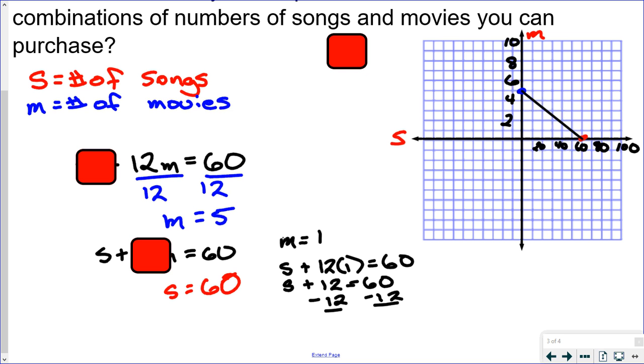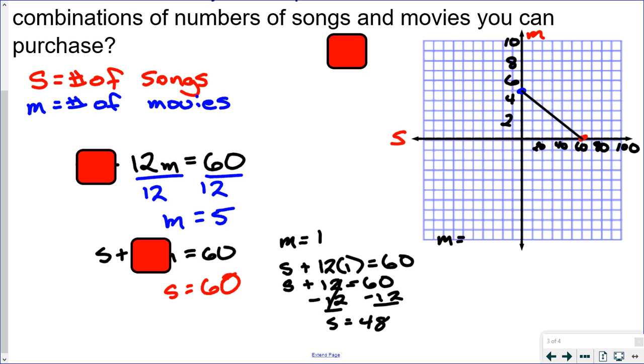Where did the 1 come from? I just picked it. I just plugged that in. I said, okay, what if I buy 1 movie? How many songs will I be able to buy? And what I find out is I could buy 48 songs. So one combination is 1 movie with 48 songs. That would be $60.